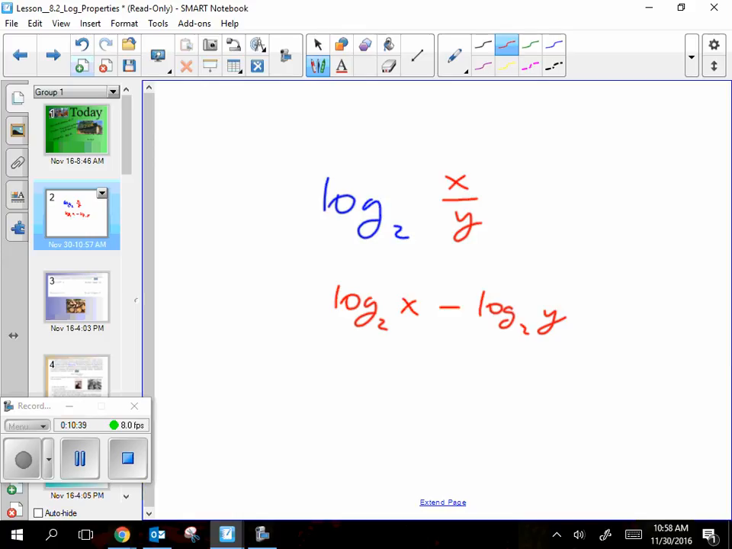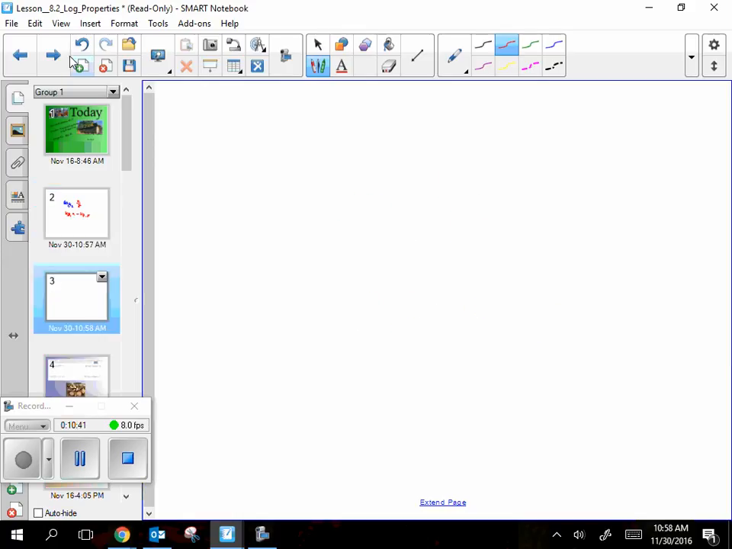Okay. Next thing, do you remember when there's a power on the argument, like 2 squared, you got a little 2 up there, that power can drop down in front like this and become that. Now I want to make sure you understand why that is again. So I'm going to give you a new one here.